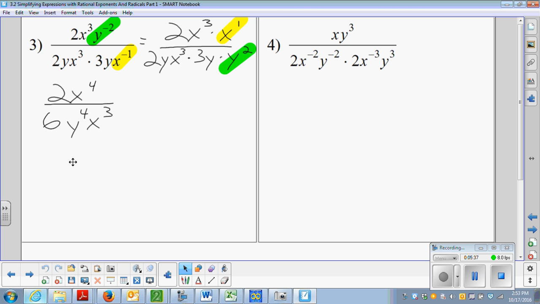Now I want to go ahead and simplify the fraction. With my numbers, it's really easy. 2 over 6 reduces down to 1/3. And x to the fourth and x cubed, well, the only thing I have in common here is these two x's. So x to the fourth divided by x cubed, and you're going to subtract, and that'll give me x to the 1. So I have an understood 1 here and an understood 1 for my exponent, so it's just x. In the denominator, I have 3y to the fourth.